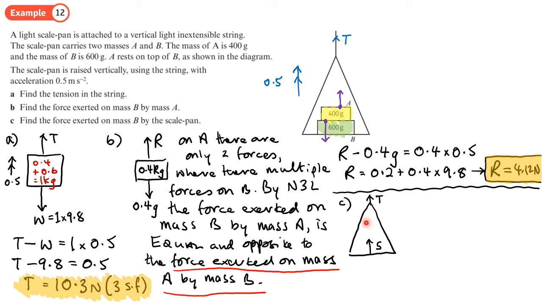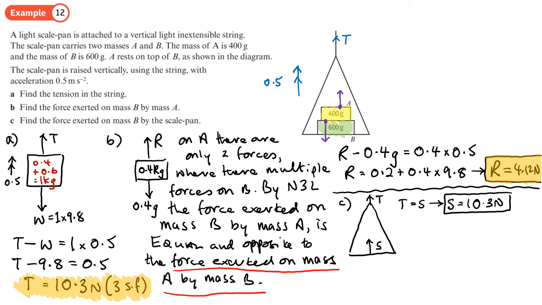Now you can see from the diagram, without doing any working, because this steel pan is light and we're ignoring its mass, the tension gets transferred straight to S, and that is the actual force exerted on mass B by the steel pan, this S, pushing up into B. So I can see that T equals S, and T was 10.3, so S is 10.3. Without doing any working, I can see that the force pushing up into the 0.6 is equal to the tension.